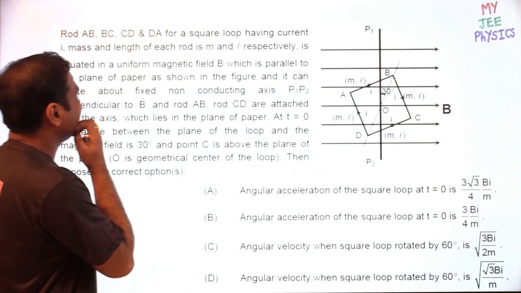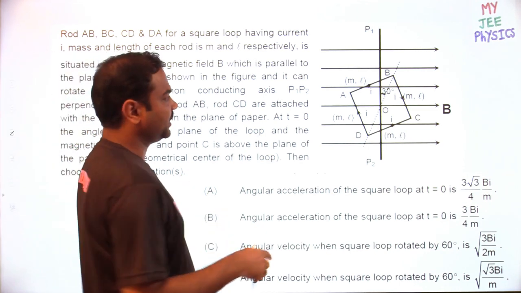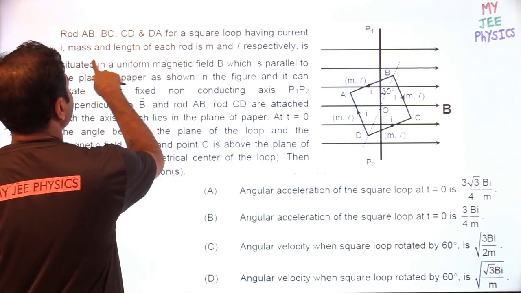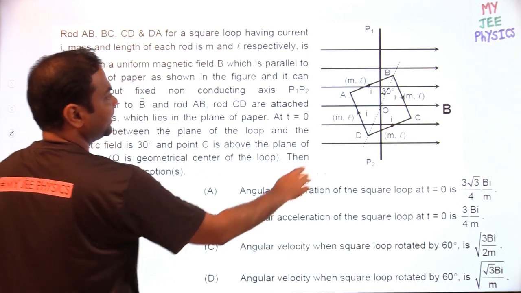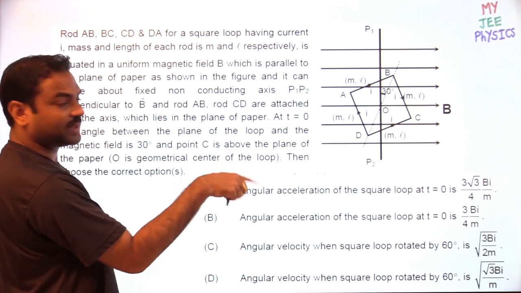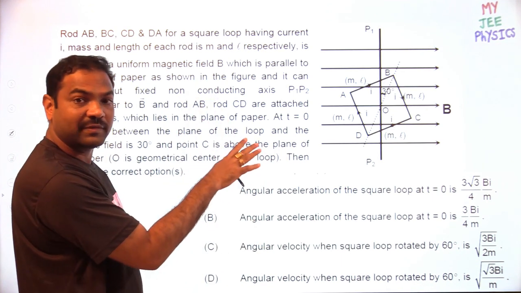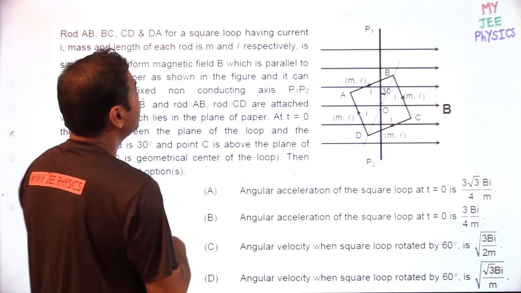Okay. So in this question there are 4 rods ABCD, you can see here, and each rod has mass m and length l. Each rod is having the mass m and length l. Don't think that the total mass is m. That is the one mistake people usually make whenever rods are given.